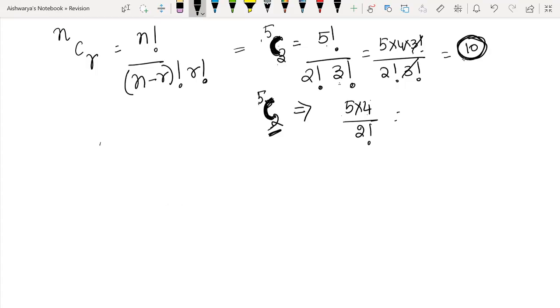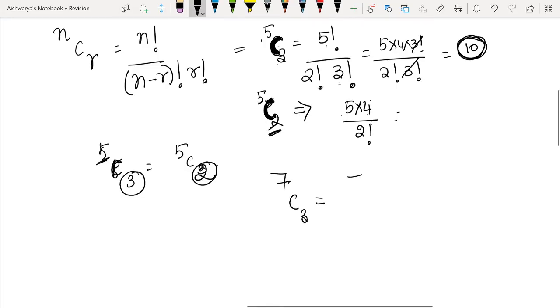Now we have a formula where we say 5C3 is equal to 5C2. Okay, now 2 plus 3 if you add, what you will get is 5. Okay, so take another example. 7C3 will be equal to 7C. Anybody wants to say? Krishna Prasad? 4, ma'am. It will be 4 because 3 plus 4 is equal to 7. So this shortcut becomes very useful for us in the calculations.